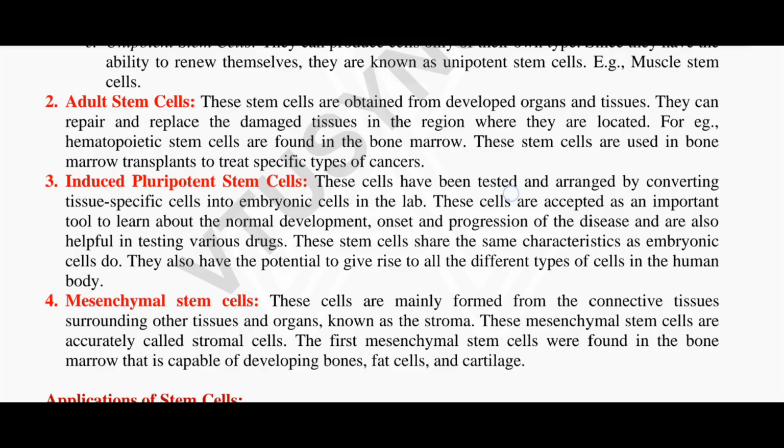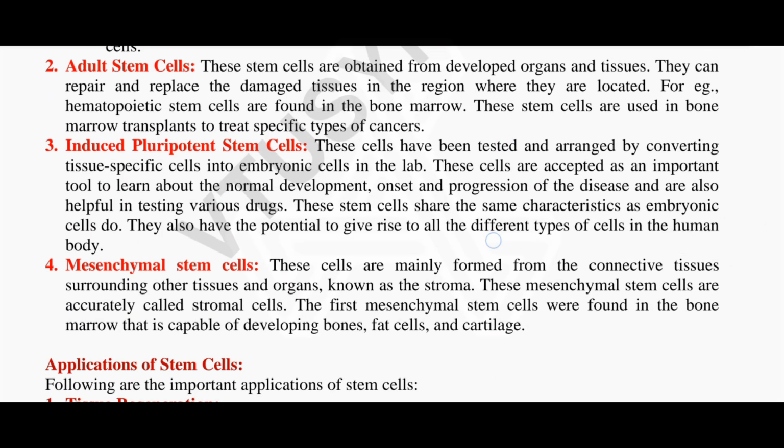Mesenchymal stem cells. These cells are mainly formed from the connective tissues surrounding other tissues and organs, known as the stroma. These mesenchymal stem cells are also called stromal cells. The first mesenchymal stem cells were found in the bone marrow, which is capable of developing bones, fat cells, and cartilages.